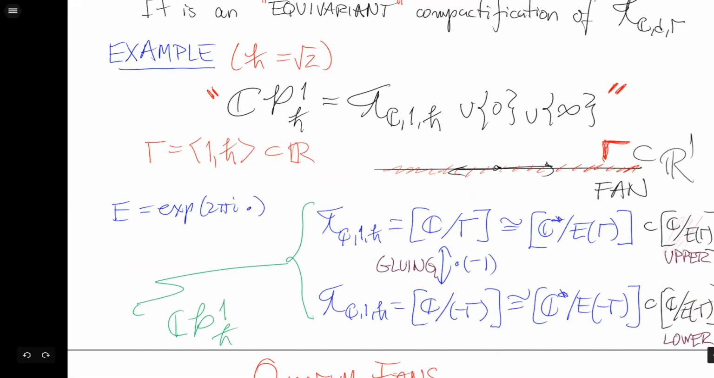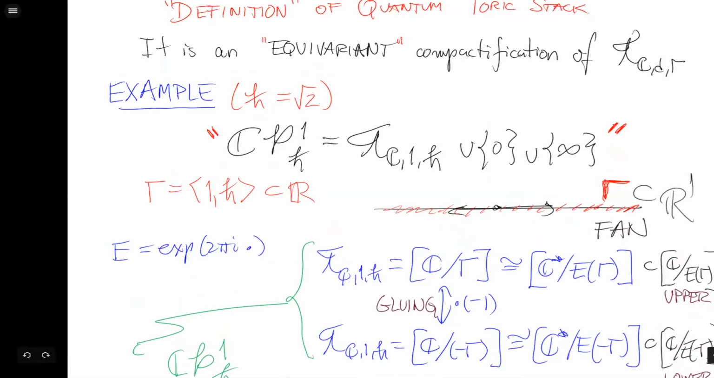And now this is the upper hemisphere of this quantum P1, and this is the lower hemisphere of this quantum P1, and then we can glue them to form the quantum P1. This is the first example we have of a quantum toric stack, and it is a quantum P1.